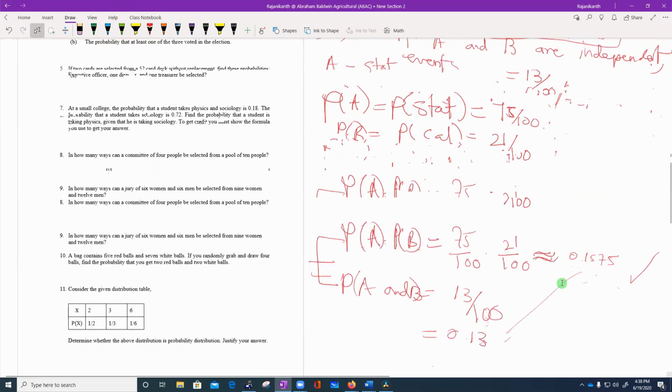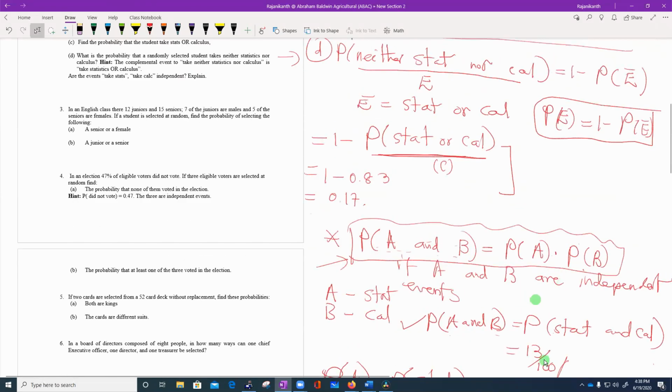Do you see why now? Because this formula is not satisfied. This formula is not coming out correctly. If A and B were independent, you would have got these two same answers. Am I right? Yes.